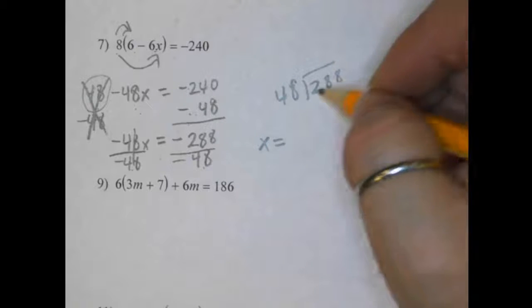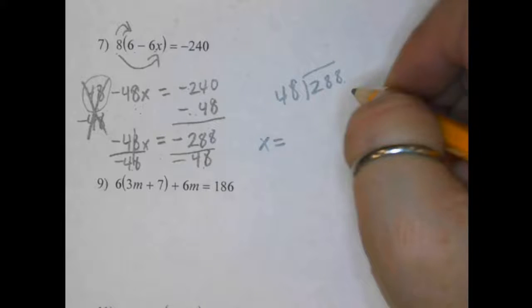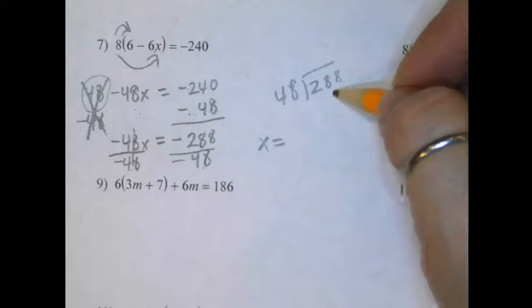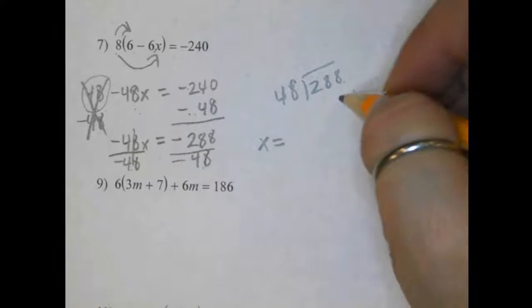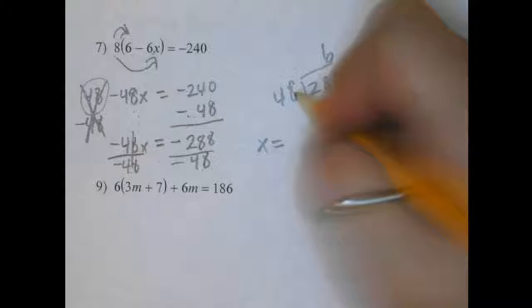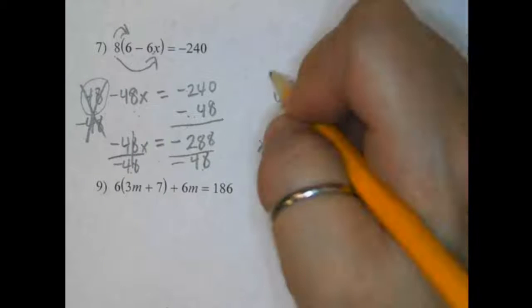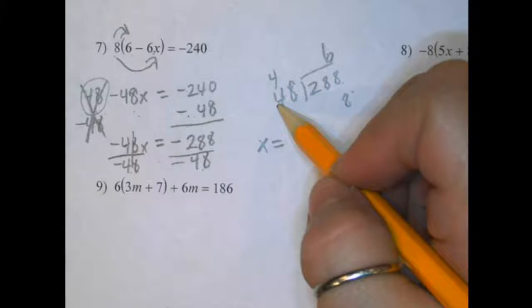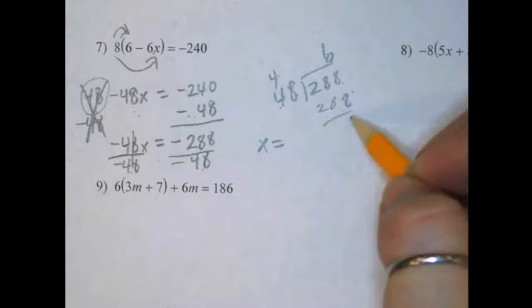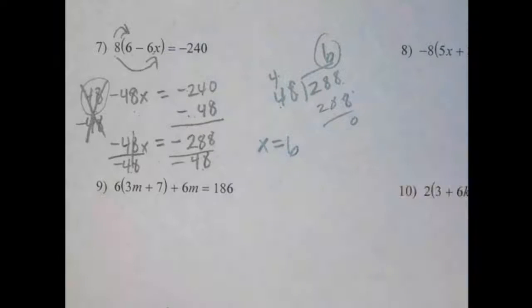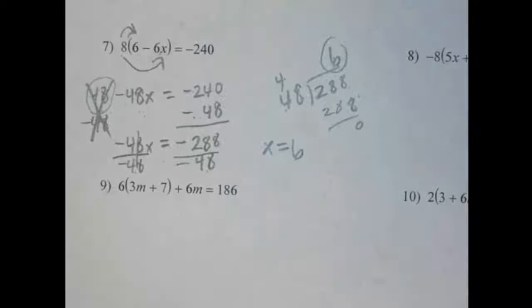No, because 48 doesn't go into 28, so it has to go into 288. So I'm thinking this is close to 50, right? So I'm going to say 2, 3, 4. Let's try 5. No, let's try 6. What's 6 times 8? 48. Carry my 4, right? What's 6 times 4? 24 plus 4 is, oh, look at that, 288. So what is x equal to? 6. No, positive 6. They're both negatives. Oh, wait. Yeah, positive 6. All right?